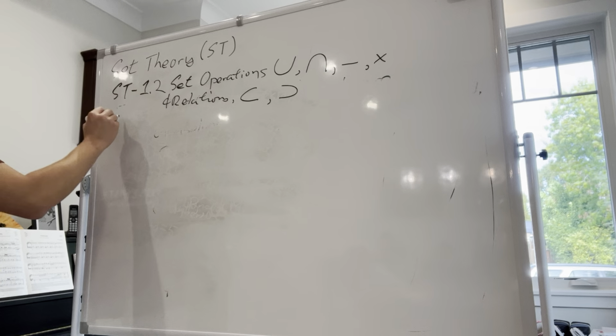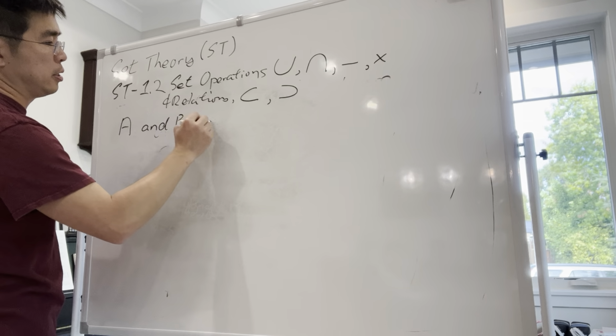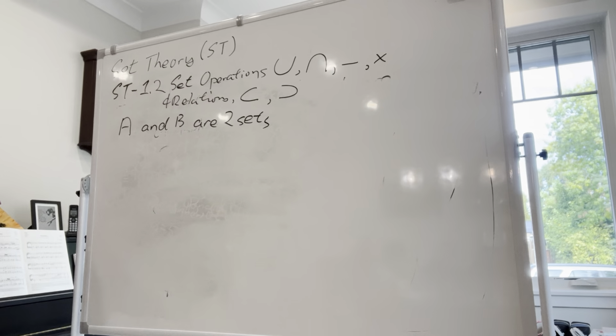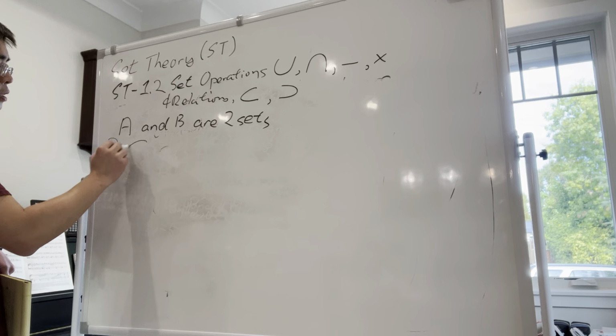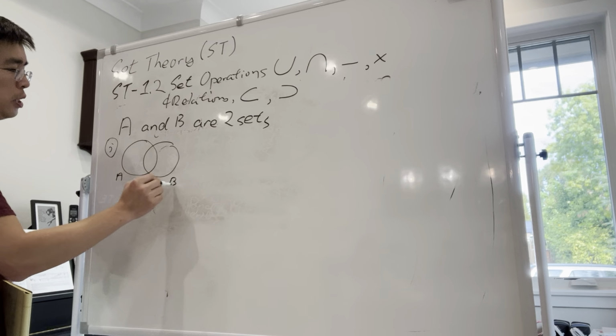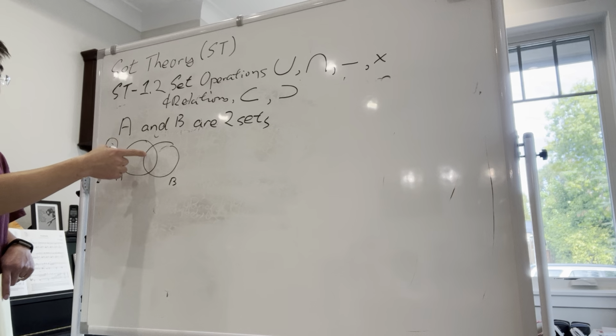So A and B are two sets. Sometimes we graphically draw some picture for us to think about how the two sets are related to one another or not. There are kind of a few examples. In the first example, what this means is we have two sets, A and B. There's some overlap.